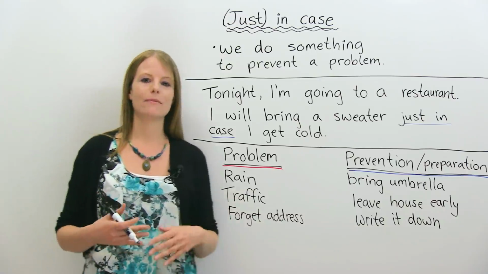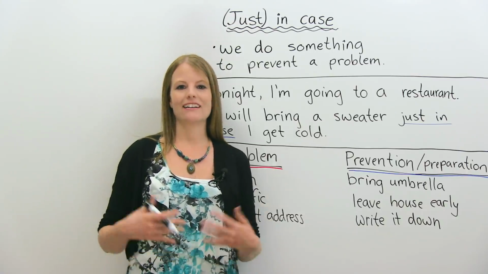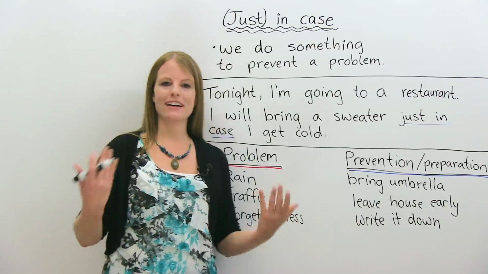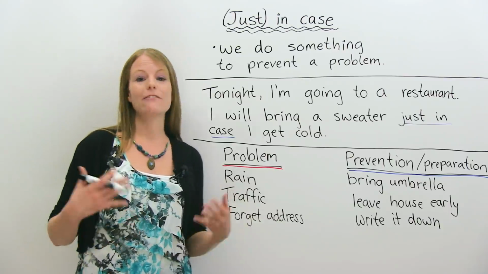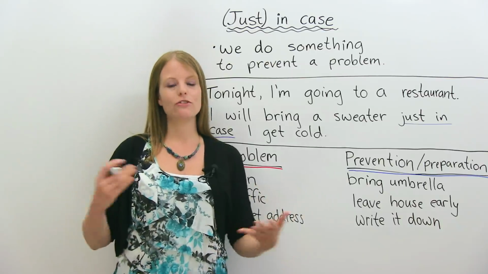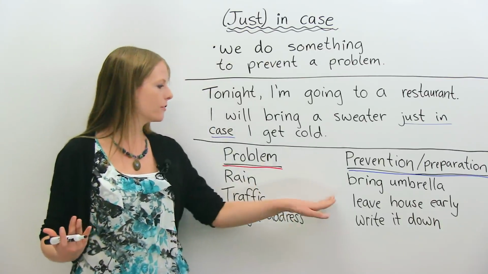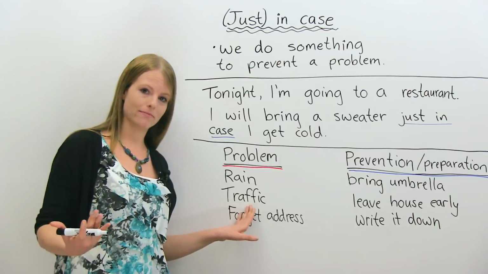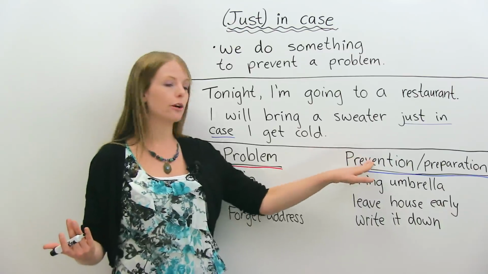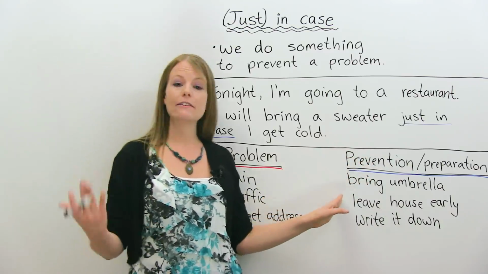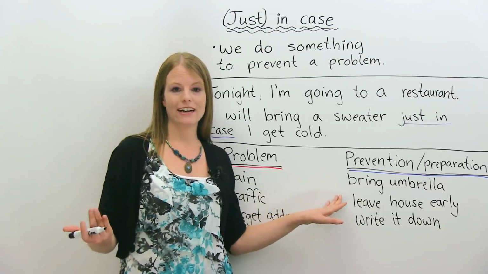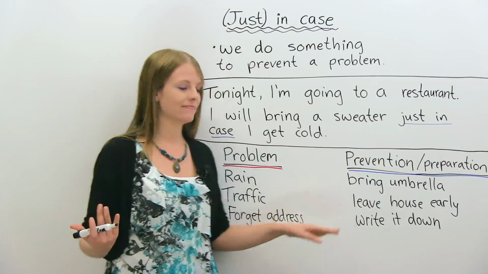Another problem is if you work at 9 a.m., a lot of the times there's a lot of cars. Everybody's going to work at the same time. There's a lot of traffic. And if there's a lot of traffic, maybe you'll be late for work. So what will you do for this problem? So traffic is the problem, or maybe going to work late is the problem. But what you can do to prevent or prepare for this problem is you can leave your house early. So I leave my house early every day just in case there's traffic.